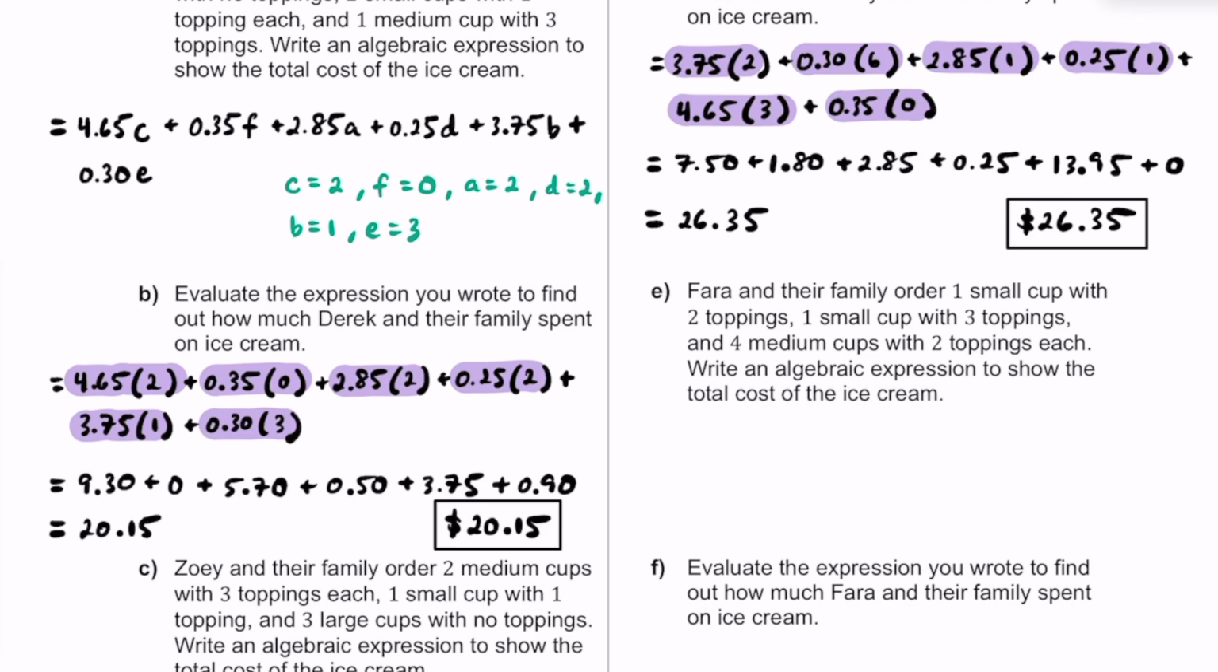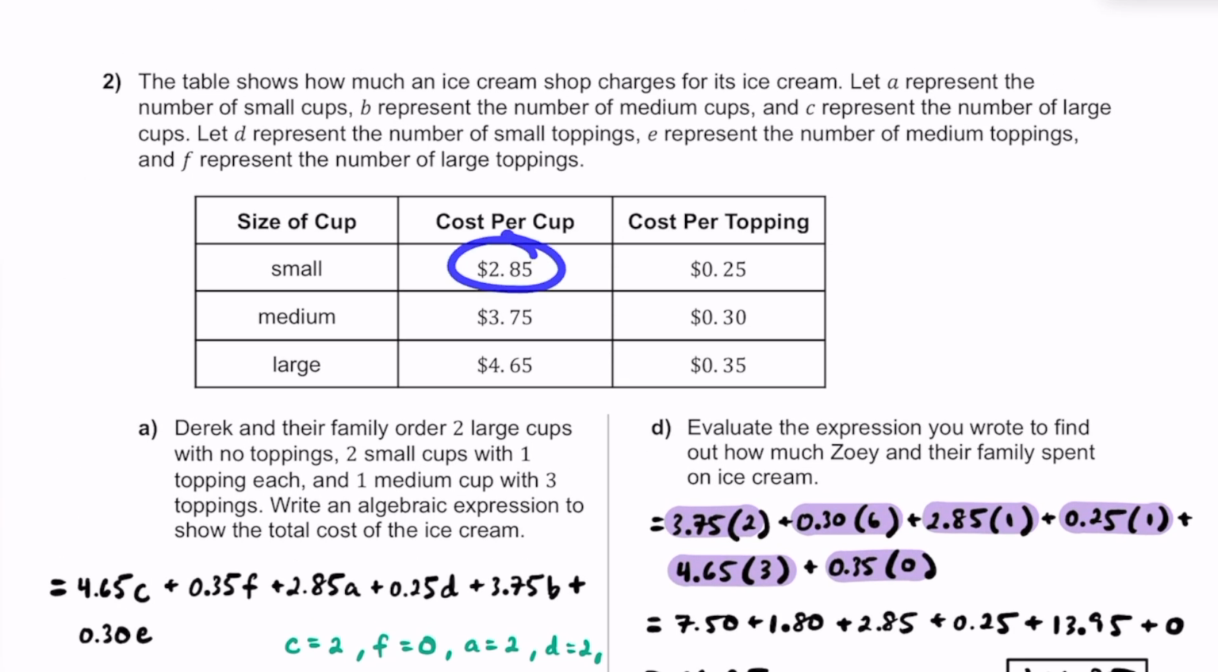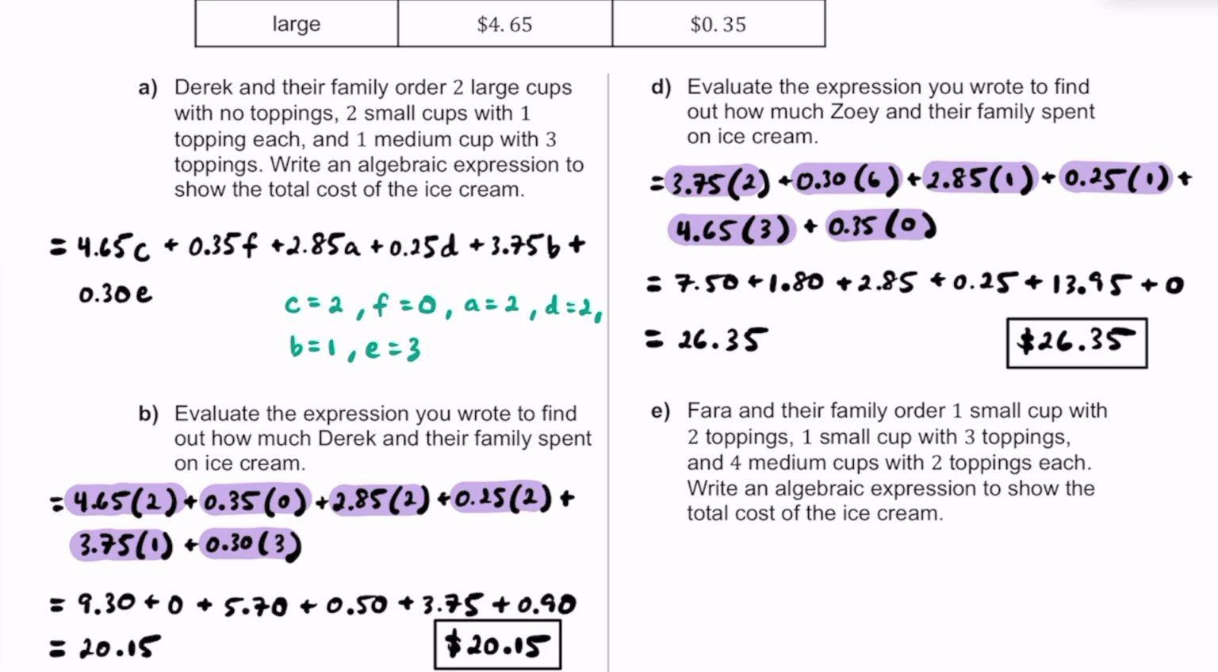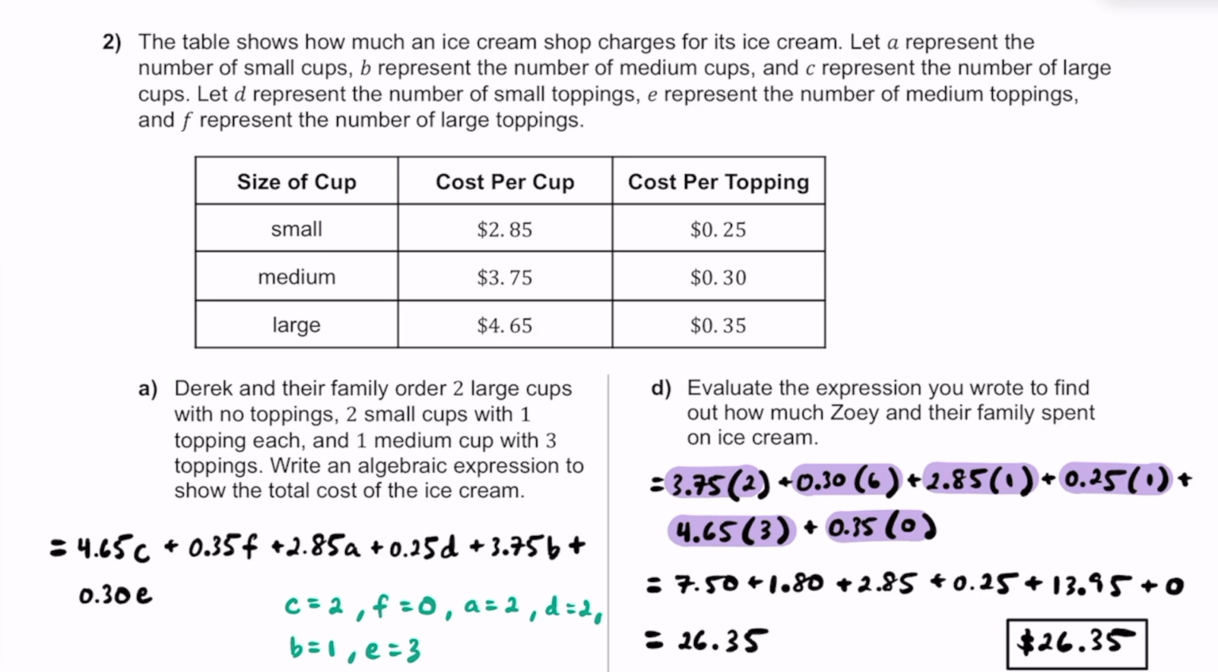Let's see, for the small cups, that is going to be the variable of A, right? So let's see, the small cup price is going to be $2.85. We've used that a few times here. So let's go ahead and say it's going to be $2.85 multiplied by A. Now let's go ahead and just leave that alone for now. Plus, let's see, for the small toppings, the price here for the small toppings is going to be 25 cents.